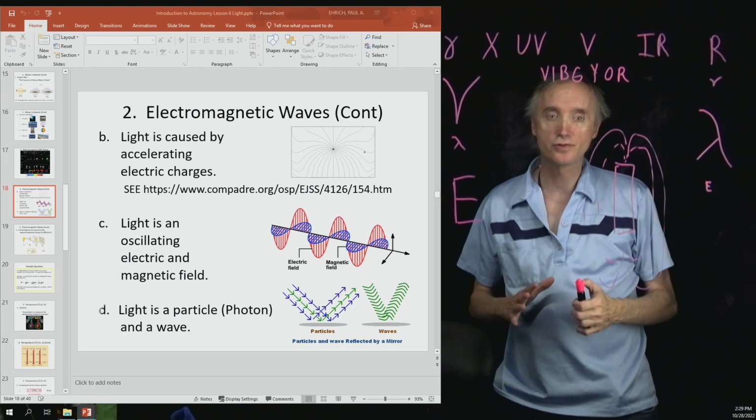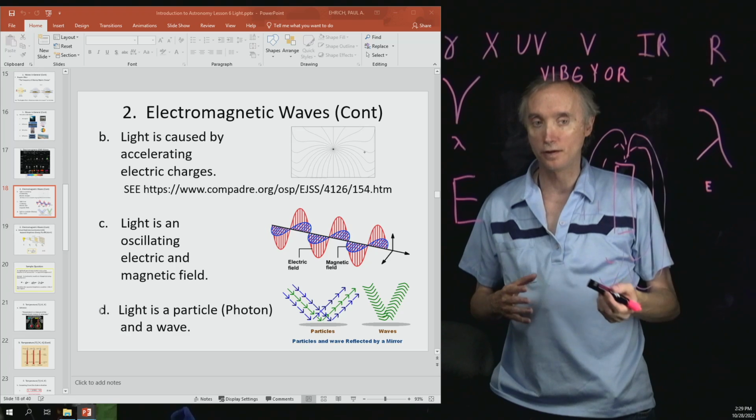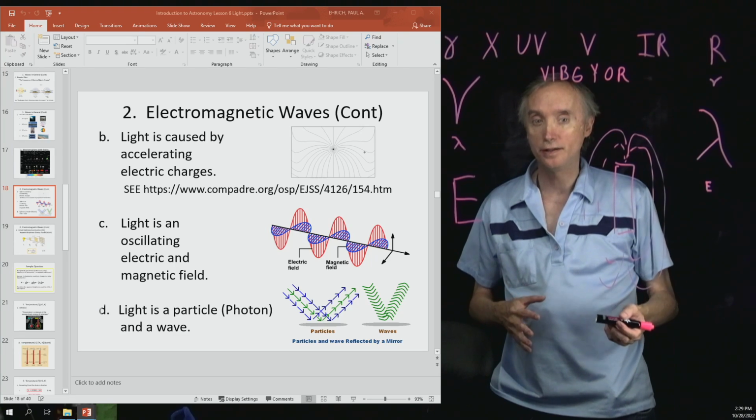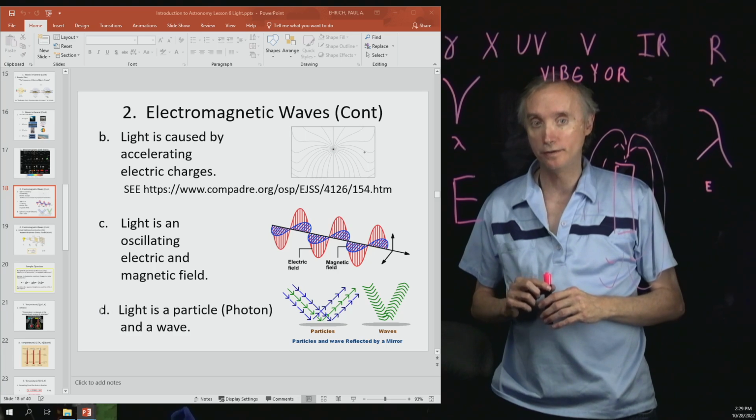Now, we're not going to get into too much about the wavy nature of matter, but it is important to know that light is both a particle and a wave.